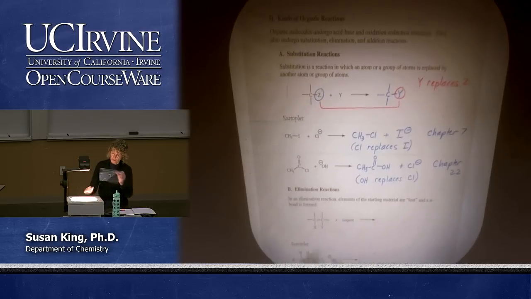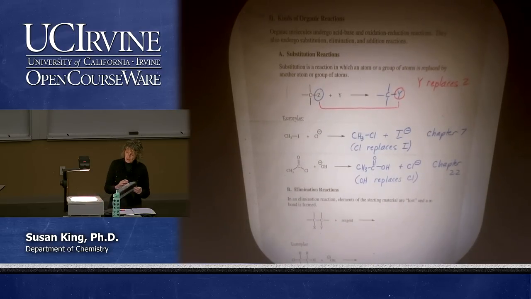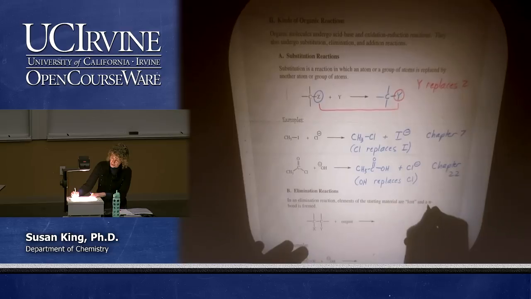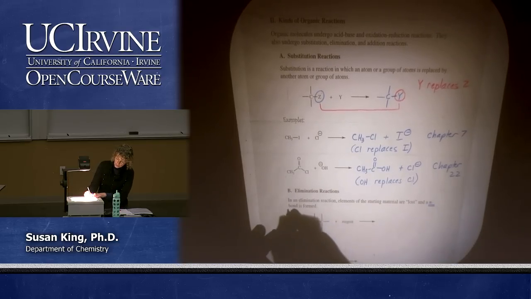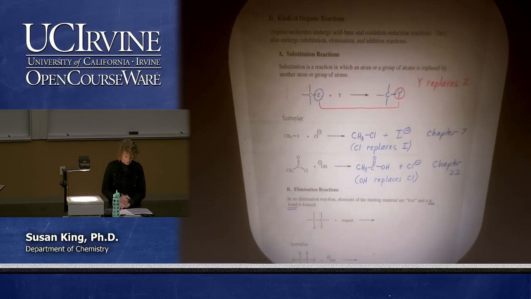So that's a substitution reaction. We also have elimination reactions. In an elimination reaction, elements of the starting material are lost and a pi bond is formed. So that's the key thing to look for when we're forming a new pi bond in a reaction. This is a really good way to do that.